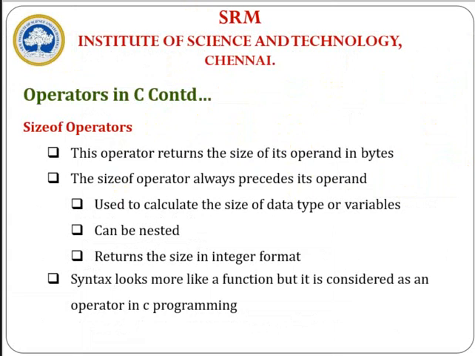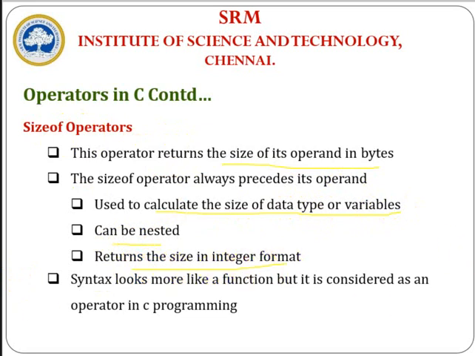The last one is the sizeof operator. In general, it indicates the memory allocated for the data types. Okay, so the size of its operand can be easily understood. The sizeof operator always precedes its operand. To calculate the size for the data types or variables, we can use the sizeof function. This can be nested also, and it returns the size in integer format.